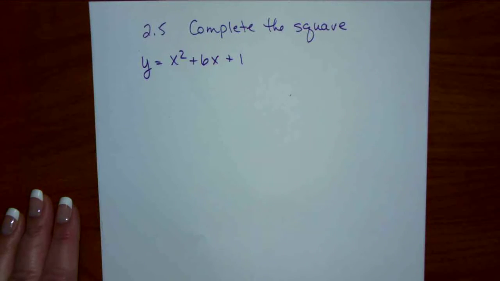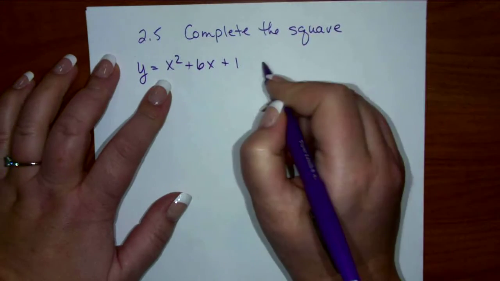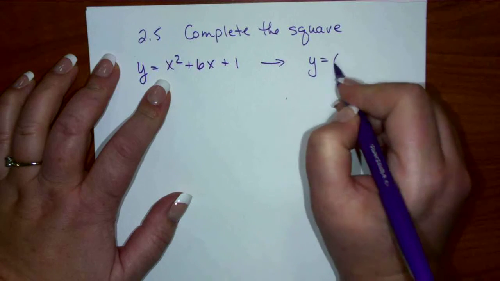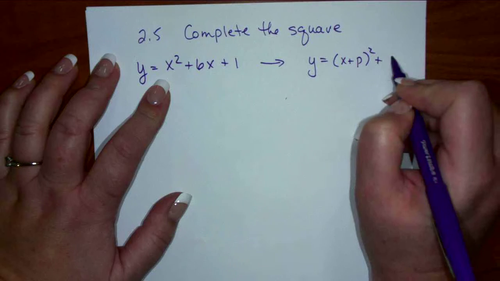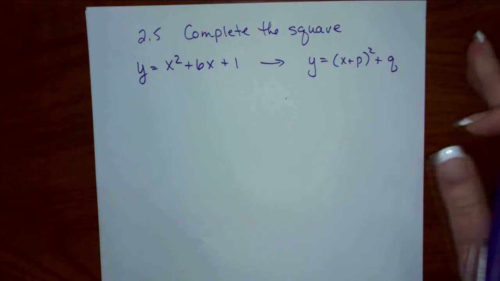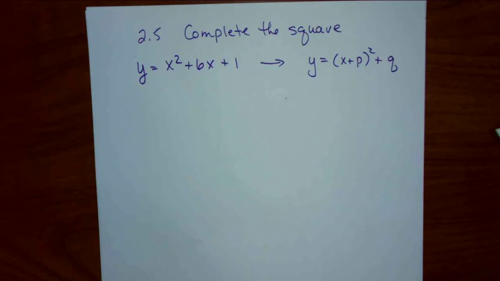Okay, so basically we're going to take this and convert it into the form x plus something squared plus or minus another number. So that's what we're going to learn how to do. And it's just a process, like a recipe. Do this first, then this, and you've got it.